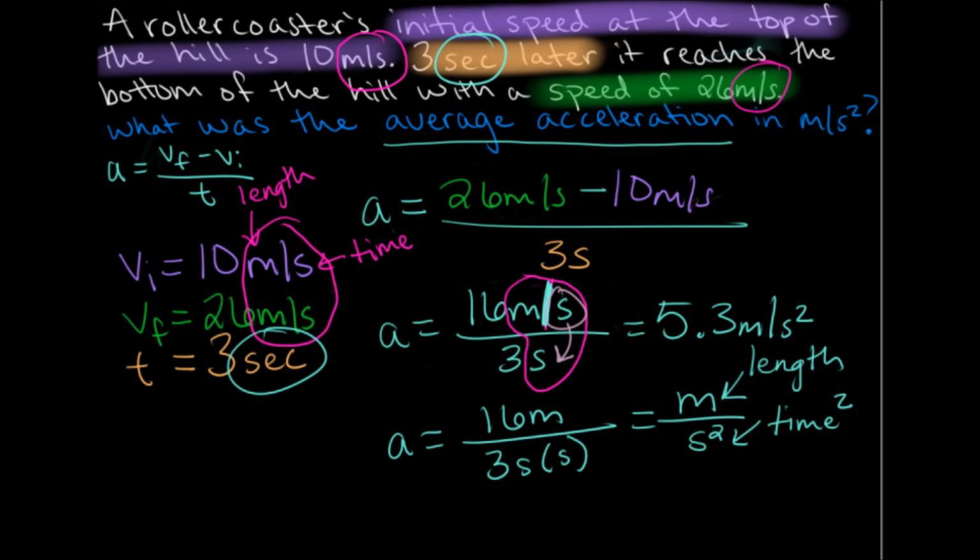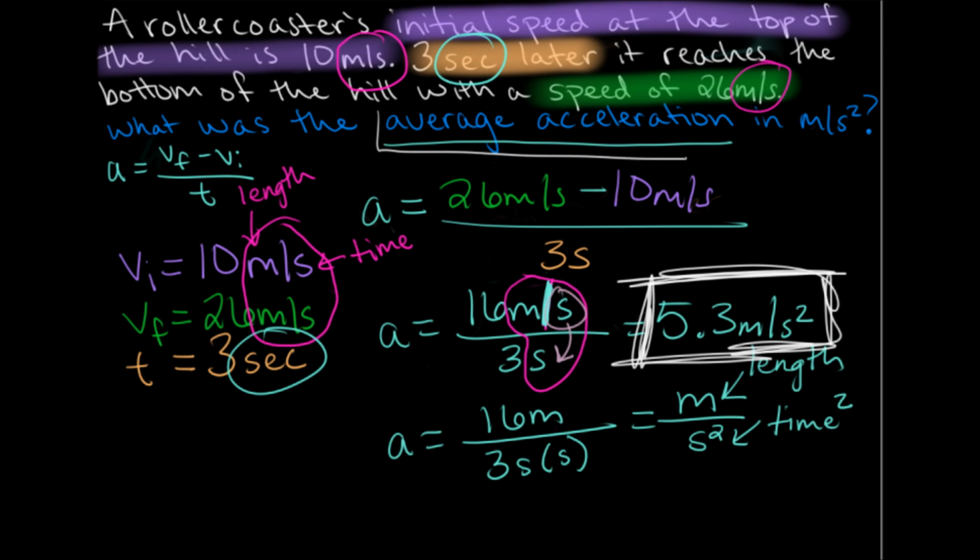So, in conclusion, my final answer was this: 5.3 meters per second squared. That is the average acceleration of the roller coaster.